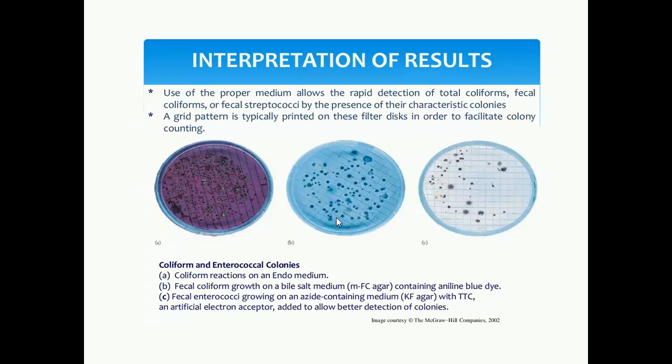Here we are observing three different types of Petri plates. A1: coliform reaction on an endo medium. B1: fecal coliform growth on a bile salt medium containing aniline blue dye. Next, C1: fecal enterococci growing on an azide-containing medium with TTC, an artificial electron acceptor added to allow better detection of colonies.